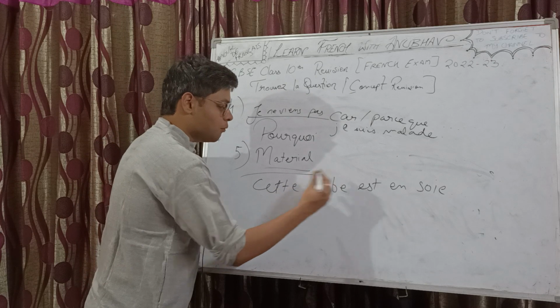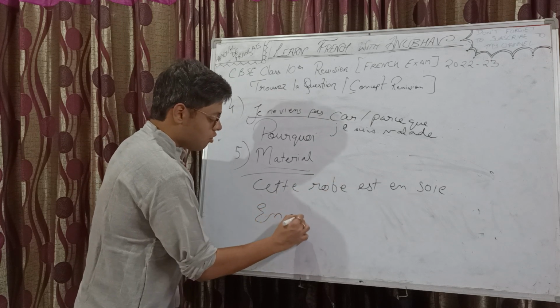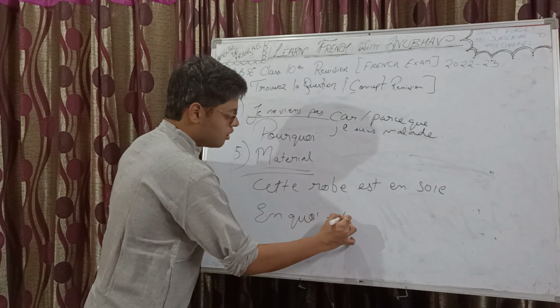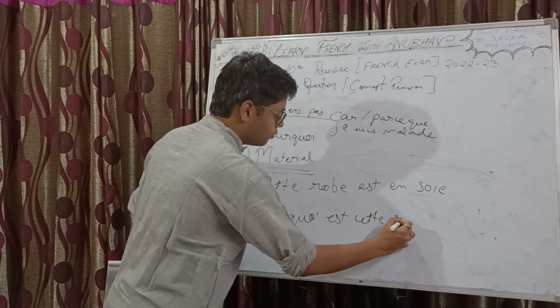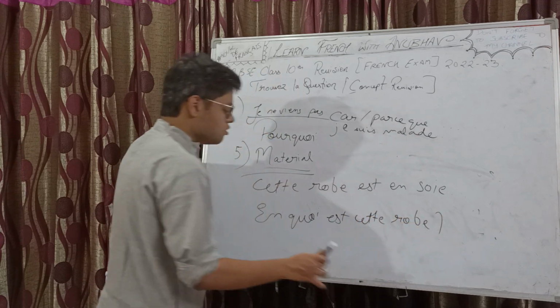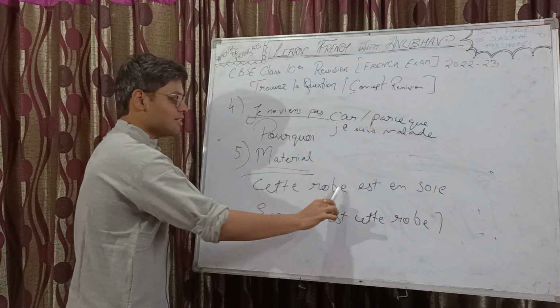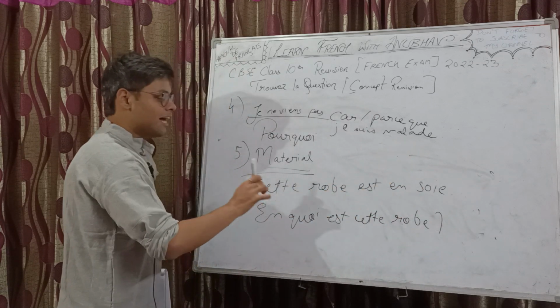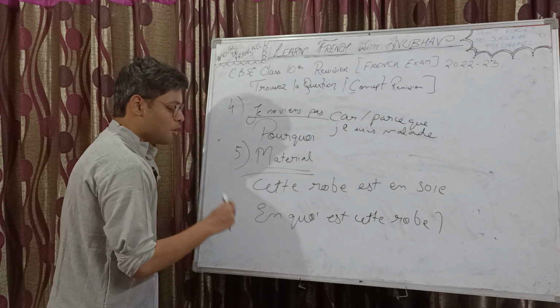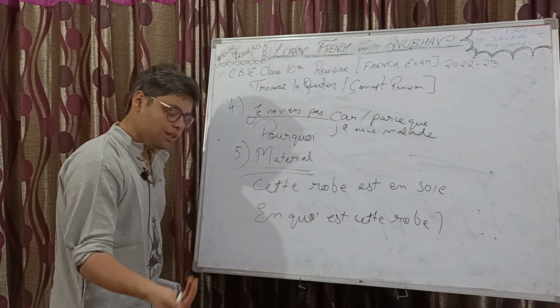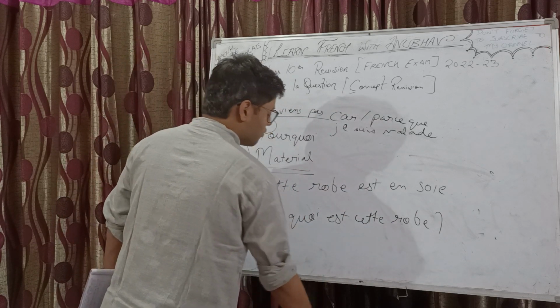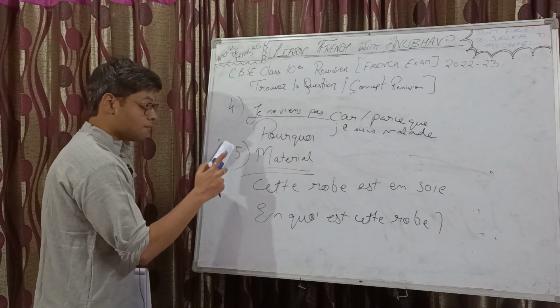For example, cette robe est en soie. En quoi est cette robe? Of what is this dress? Reply, this dress is of silk. La table est en bois. En quoi est la table? In that way, you can form the question when it has some material.